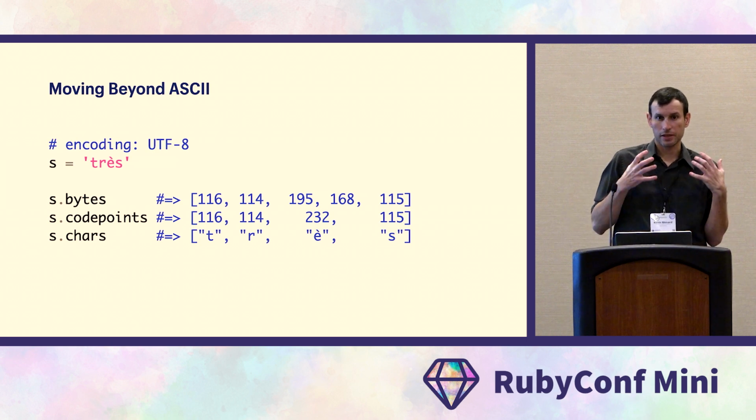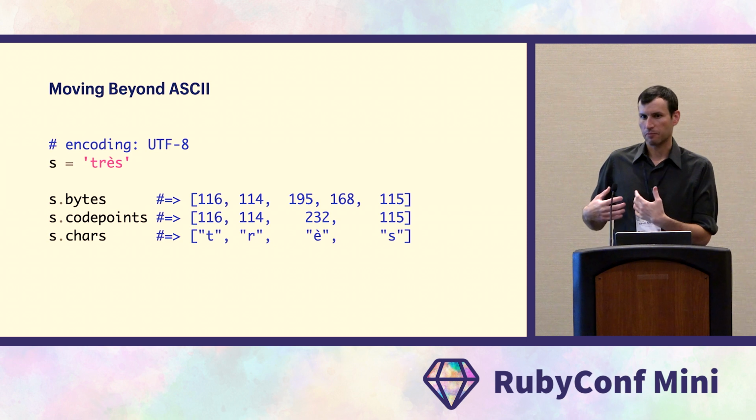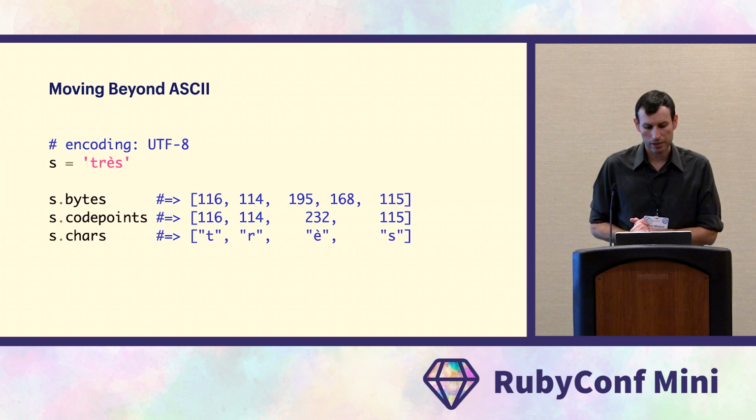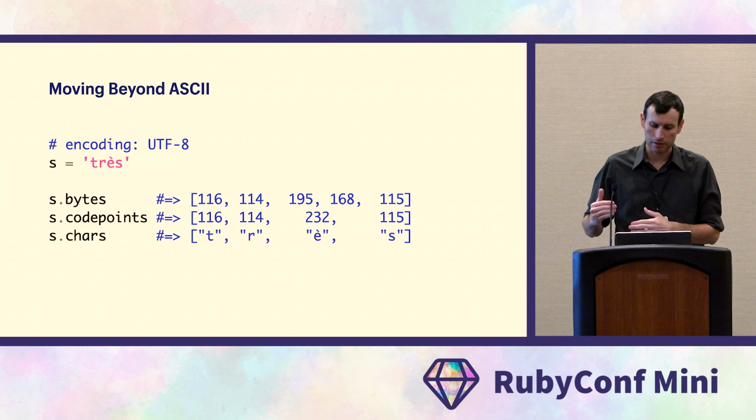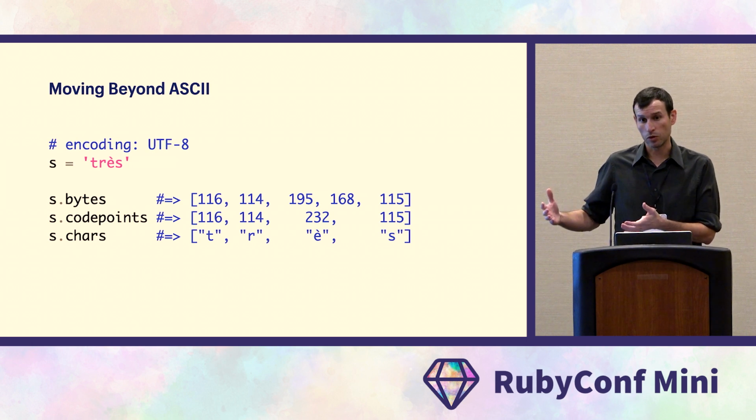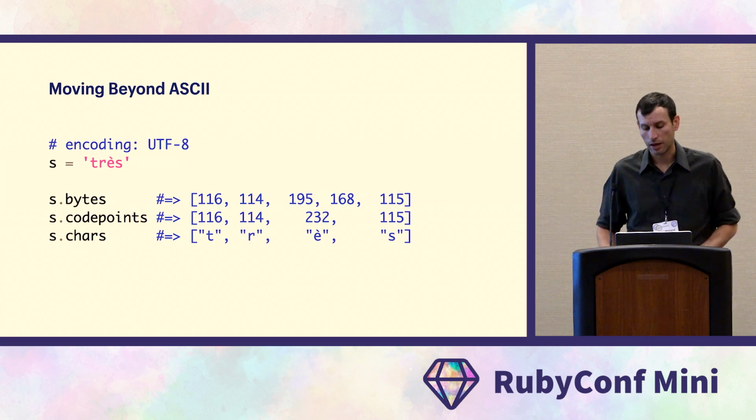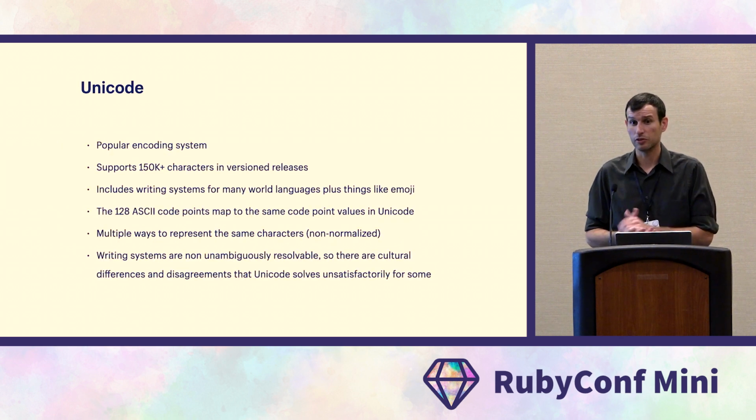So taking this string tré, the French word for very, it logically has 4 characters, but it takes up 5 bytes. So I tried to line things up in the array here, but that 3rd character with the code point 232, you can see that value is greater than 128, which was the max range of ASCII, and that maps to 2 bytes. Which brings us to Unicode.